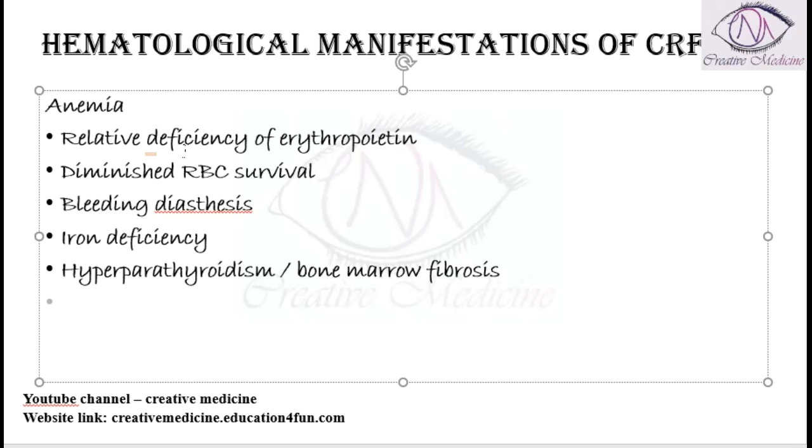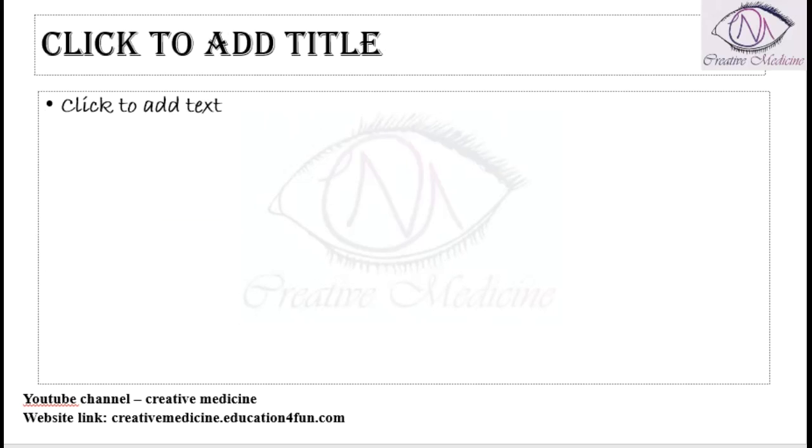Decreased RBC survival will be there. Whenever there is decreased RBC survival, this will cause easy destruction of RBC, resulting in anemia. Then deficiency of folate or vitamin B12 can also cause anemia. So these are the different causes of anemia in chronic renal failure.